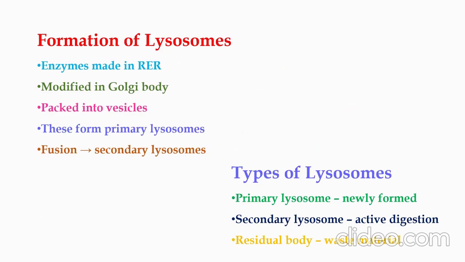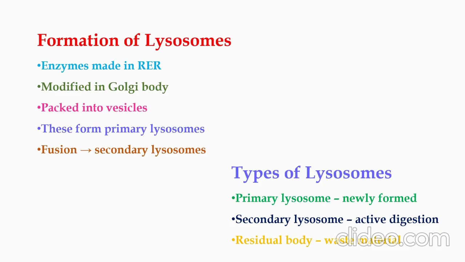Formation of lysosomes. Lysosomal enzymes are synthesized by the ribosomes on the rough endoplasmic reticulum. These enzymes are then transported to the Golgi apparatus where they are modified and packed into small vesicles. These vesicles bud off from the Golgi and form primary lysosomes. When a primary lysosome fuses with a vesicle containing food particles or old organelles, it becomes a secondary lysosome where digestion occurs. In this way, lysosomes are continuously formed as a part of the cellular transport and recycling system.